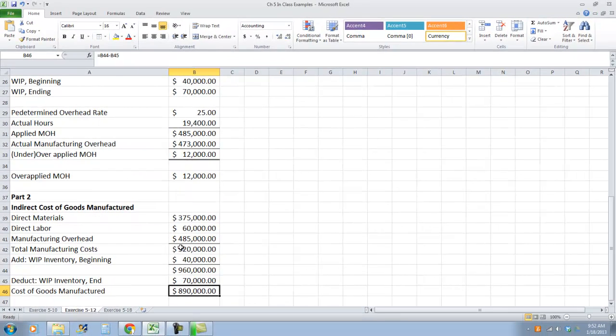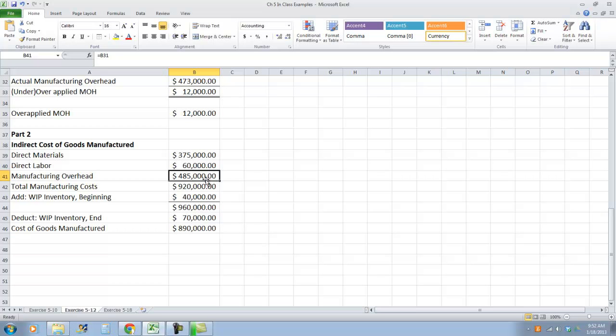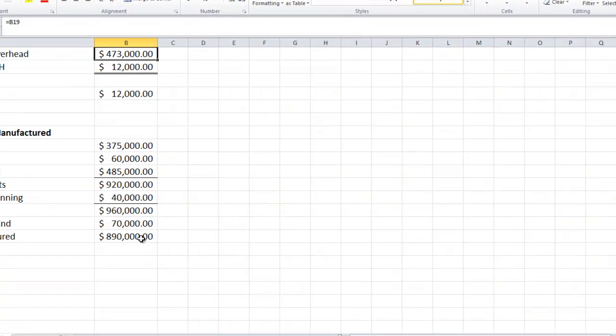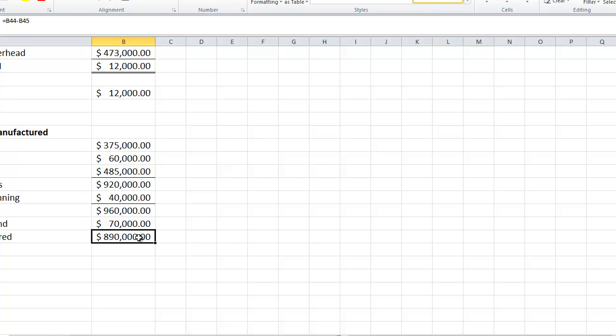So notice that I did use the manufacturing overhead applied rate and not the actual manufacturing overhead rate. This adjustment would be done to cost of goods sold at the end of the period. So this would be the actual cost of goods manufactured that we would calculate, and then at the end of the period we'd make an adjustment to cost of goods sold to reflect under or over applied overhead.